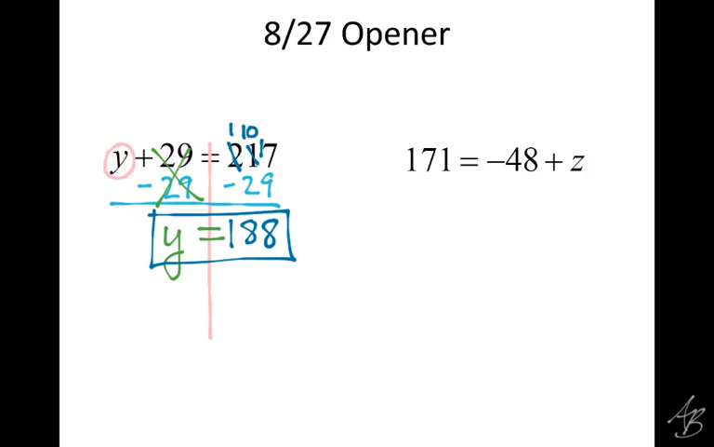Yeah, exactly. The 217 is bigger than the 29, and the 217 is positive, so our answer is positive. Next one, we want to get the z by itself, so we'll circle that, draw our line of equality. We need to get rid of that 48 by doing what? Add 48. So even though this is addition, we're adding a negative, which is the same as subtraction. So to get rid of it, we're going to have to add. All right, so we add 48 on both sides.